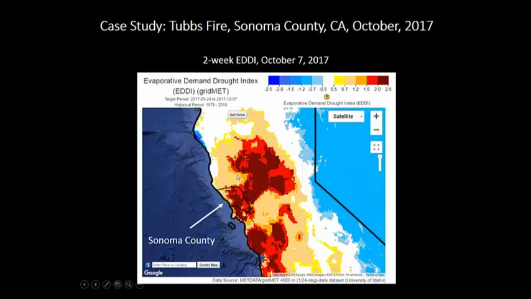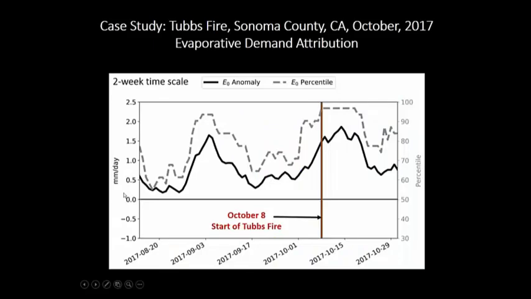You can see that in the 2 weeks leading up to the Tubbs Fire, the evaporative demand was very high, in these top two categories. What we did, and Mike Hobbins provided the results for this, was the decomposition that I was talking about, looking at the sensitivities, to see which variable was driving the evaporative demand leading up to the Tubbs Fire.